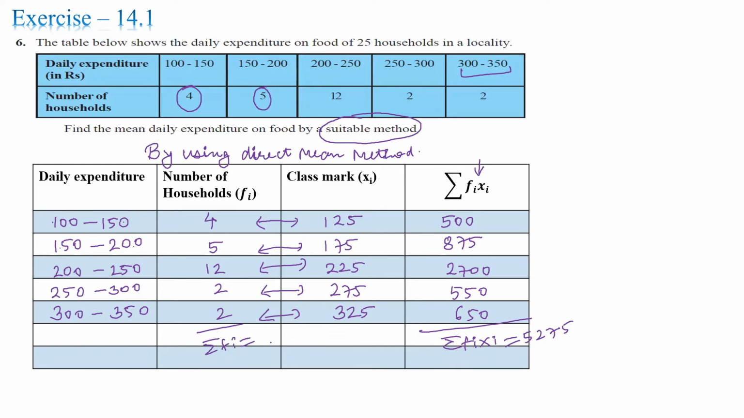Now do the summation of fi. We have 25 households, so summation of fi will be 25. Our formula using the direct mean method is x bar equals summation of fi xi divided by summation of fi. So 5275 divided by 25. What is the answer? 211. So rupees 211 will be the mean.